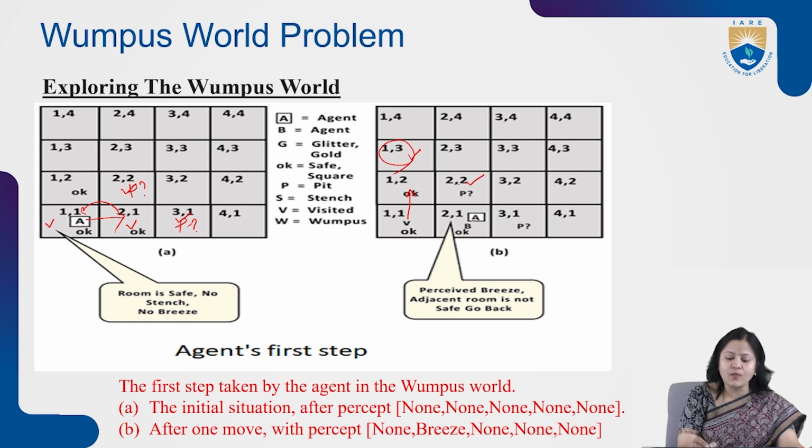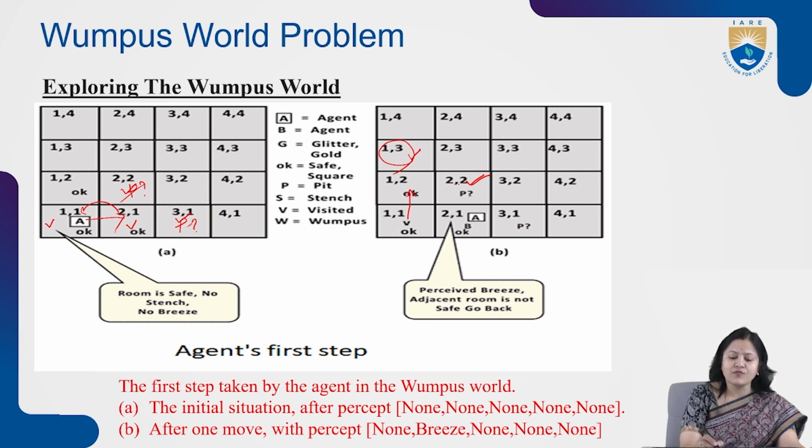But when he was here, he felt the breeze. That means here it may be a pit, and here it may be a pit. He did not feel any stinky smell when he was at the 2-1 location. That means he confirmed that the monster is not present at the 2-2 location, where in the first step we had given a P question mark. Now the P question mark has been removed, and 2-2 is a safe place for the agent.